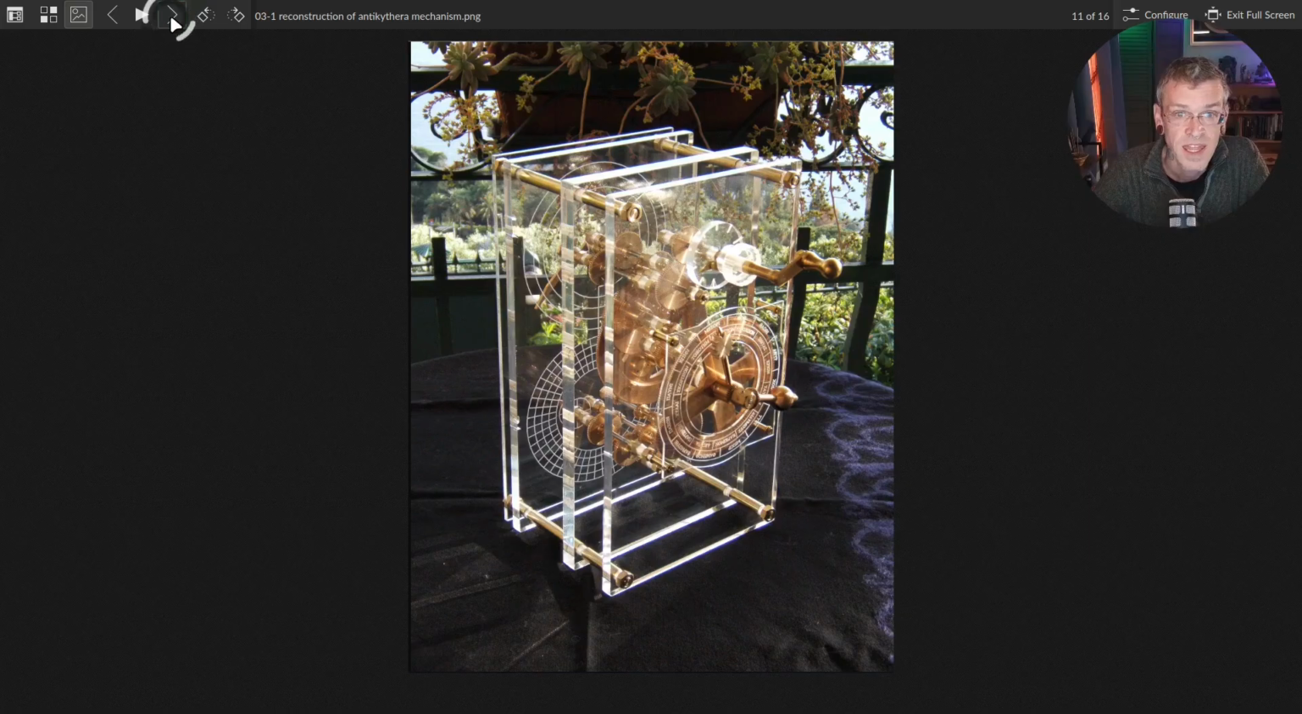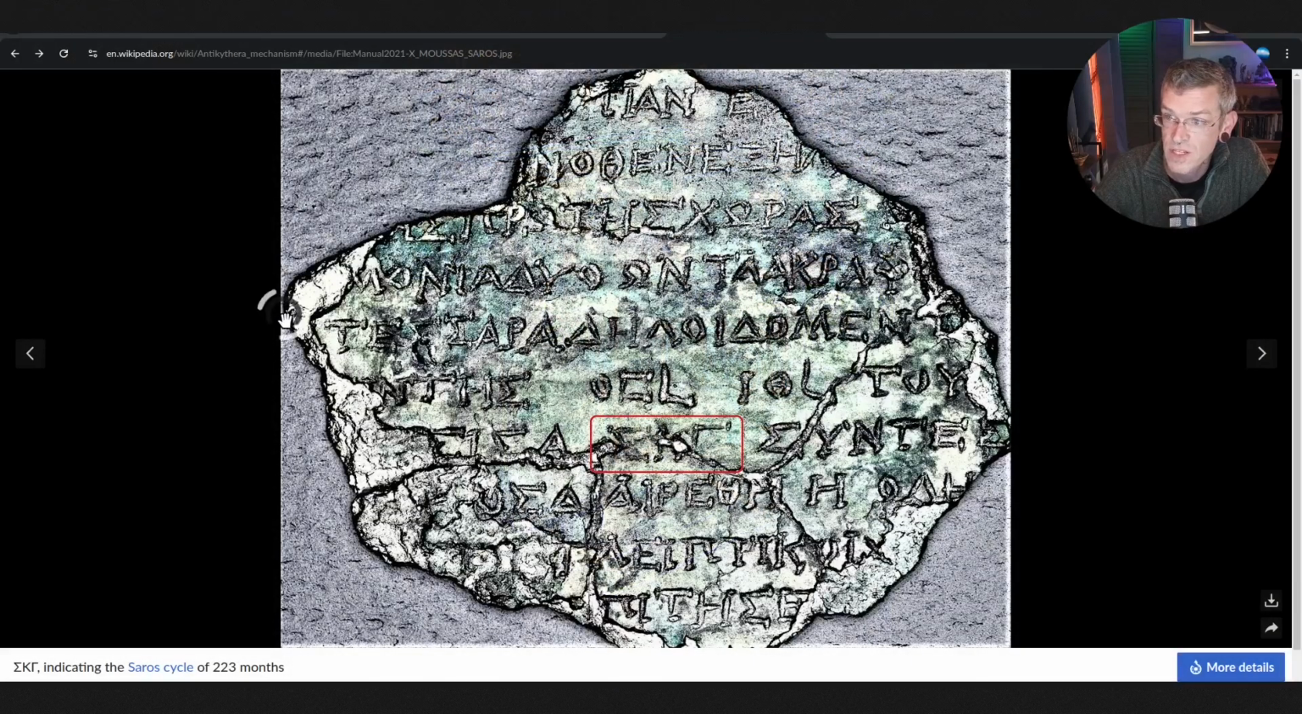Anyway, that's an aside. I was talking about the instructions. And yes, you can see here this word is Saros. It indicates the Saros cycle of 223 months. And this is the instruction manual for the Antikythera mechanism. We have it.